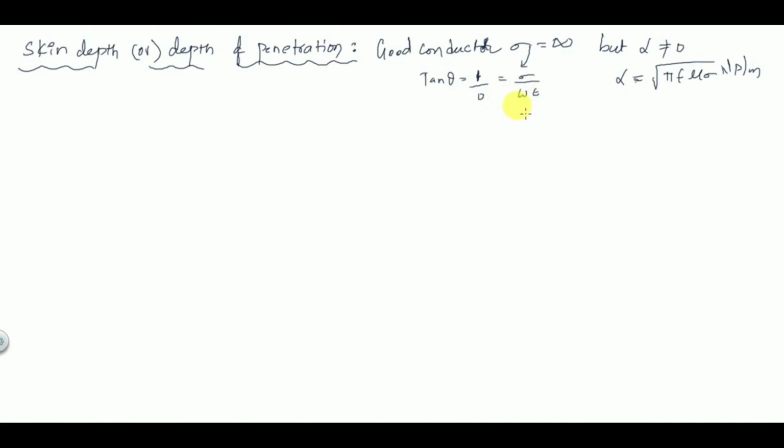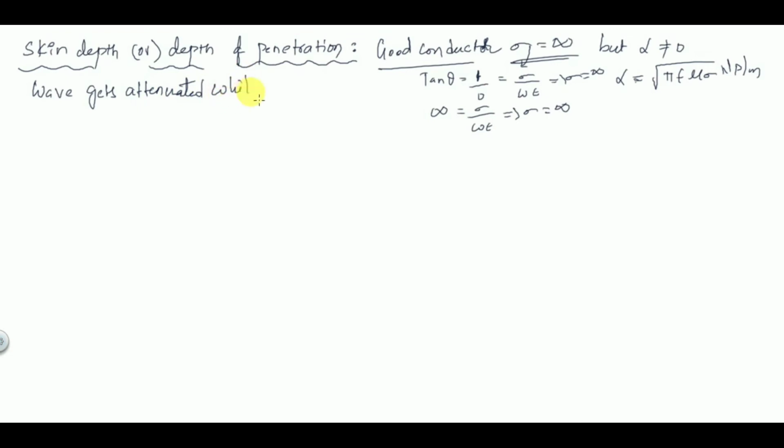So when tan theta is equal to infinity, tan 90 is equal to infinity, and infinity is equal to sigma by omega epsilon, it implies sigma is equal to infinity. So that is why sigma is equal to infinity for a good conductor. This is one of the important points which you have to remember. Okay, so when alpha is not equal to 0, then the wave always gets attenuated while traveling through the medium, that is, through the good conductor.